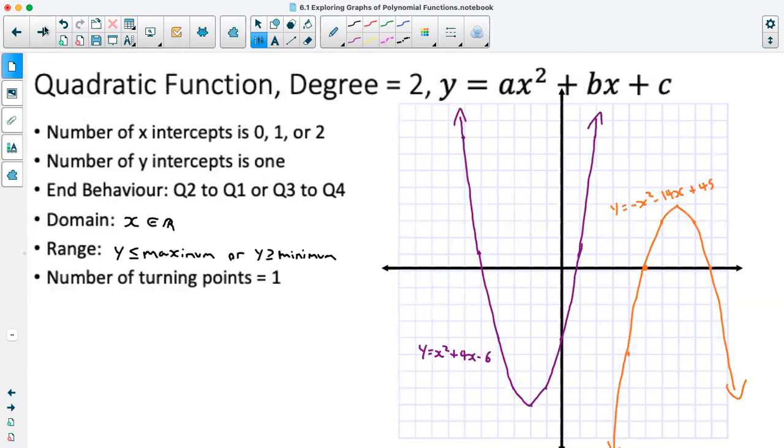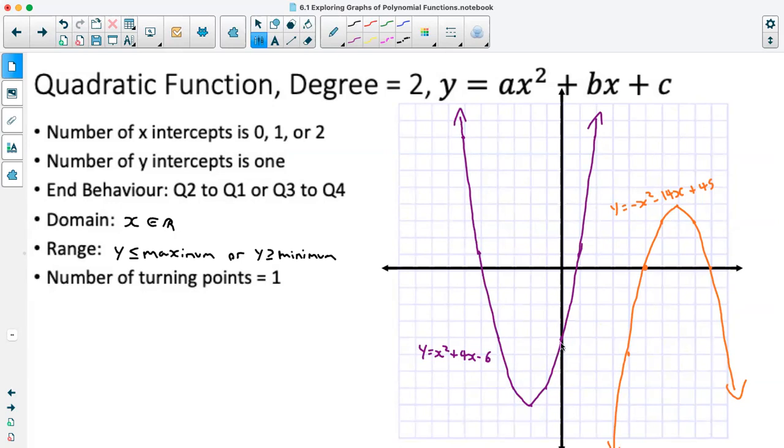Quadratic functions, which are degree 2, take the form of y equals ax squared plus bx plus c. So I've graphed a couple samples here. So we've got y equals x squared plus 4x minus 6. And we also have this one, negative x squared minus 14x plus 45. Now, our number of x-intercepts can be 0, 1, or 2. You should remember that from Foundations of Math 11.